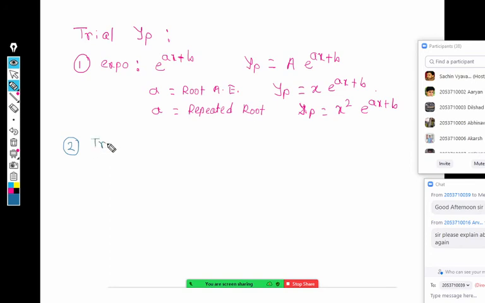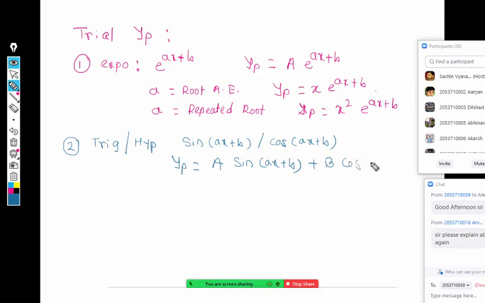Second is trigonometric or hyperbolic, which are parallel. Suppose we have the function sine of ax plus b or cos of ax plus b. The trial yp will be simple: a times sine ax plus b plus b times cos ax plus b.